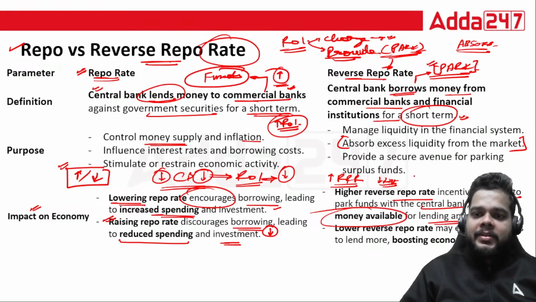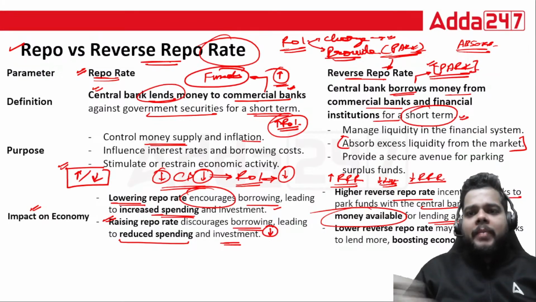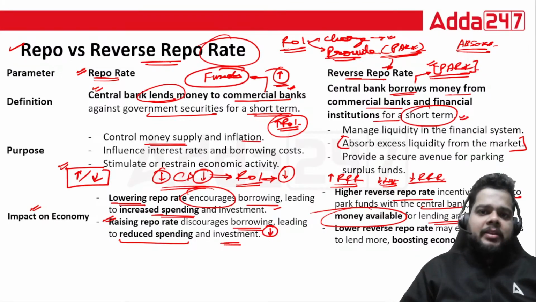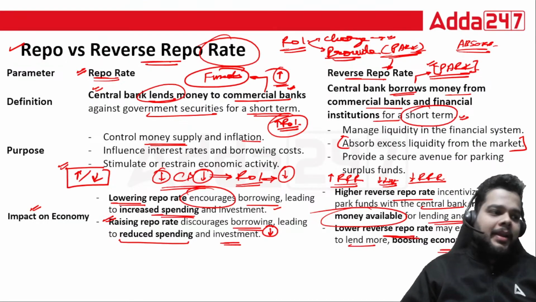And when there is a lower reverse repo rate prevailing in our economy, banks will not find any reason to park their funds with the RBI, and they will be encouraged to lend more to the customers, making it what? More liquid. So a lower reverse repo rate may encourage banks to lend more, boosting economic activity.